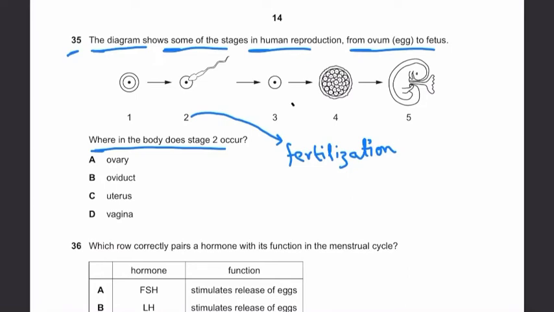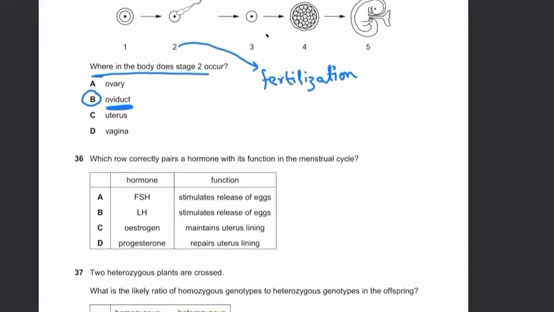In the oviduct. Guys, the ovum is released from the ovaries, and this ovum travels in the oviduct. The sperm swim to the oviduct, and in the oviduct, or the fallopian tube, sperm meet the ovum and fertilize the ovum. So always remember this point, that the oviduct is the site of fertilization in humans.